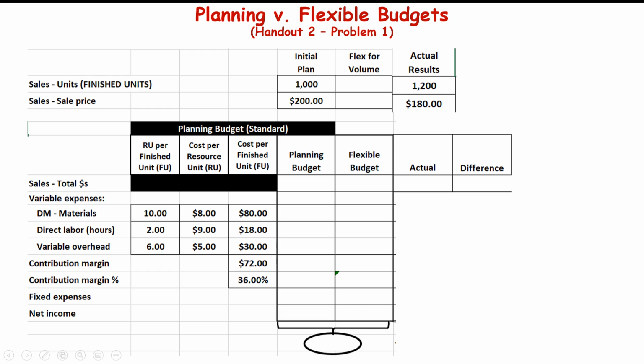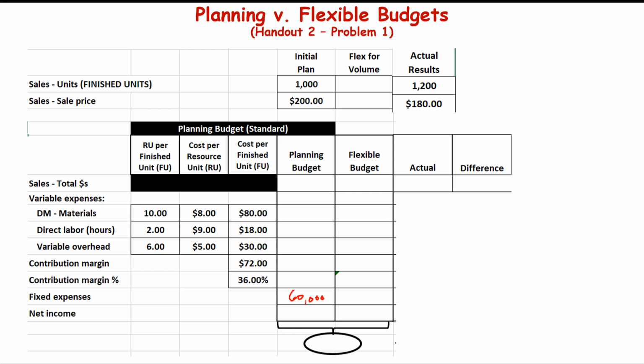And so it goes like this. Things to remember. All of this data that you see right now was given in the problem. And so, oops, I'm missing one piece. And that's the 60,000. That would go here. That also is given. Anyway, that's the information you have. And so the question is, how do I get my planning budget completed?